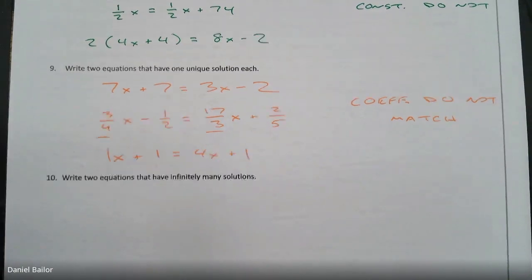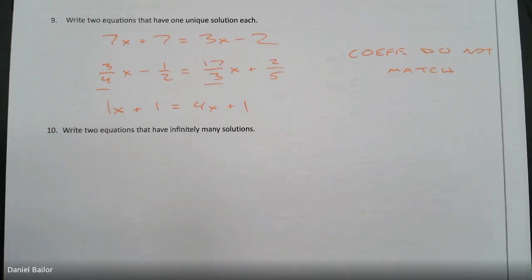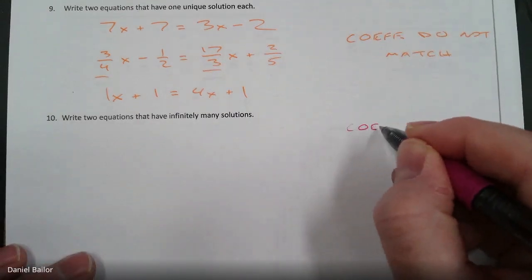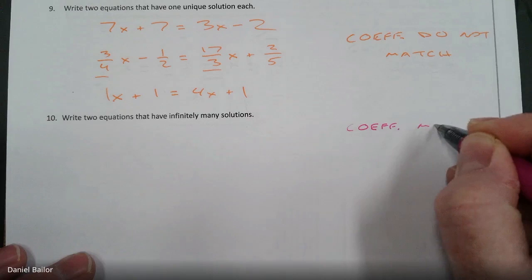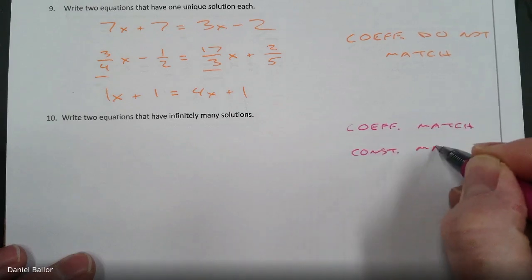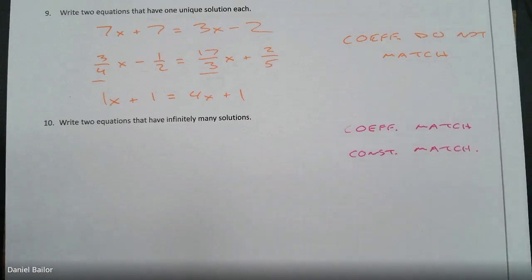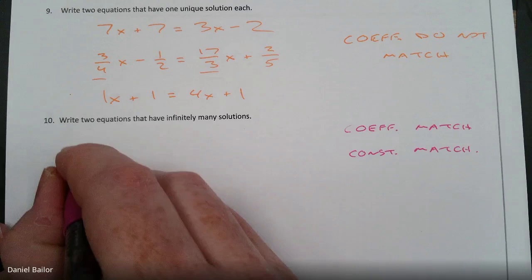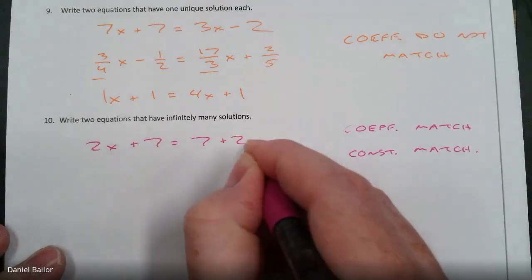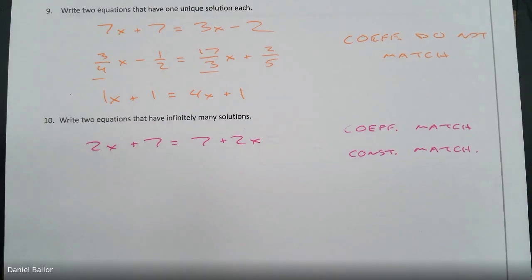Last part, you were supposed to write infinite solutions. So for infinite solutions, our rule was the coefficients match and the constants match. So you need to basically come up with identical expressions for both sides. So you could do like 2x plus 7 equals 7 plus 2x. Same on both sides.